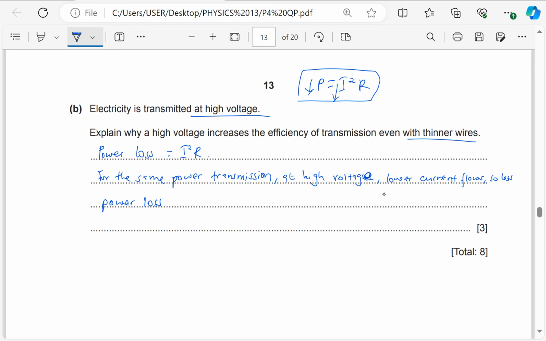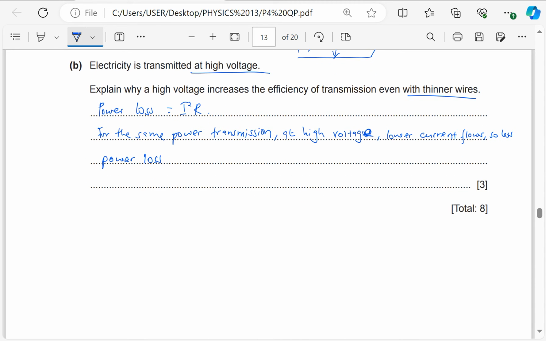There's less power loss. At high voltage, lower current flows, so there is less power loss. Thinner wires have a smaller cross-section area, so higher resistance, but this is less important because, remember, if there's less current flow, the current is squared, and if it is less and squared, the power is going to be even less.